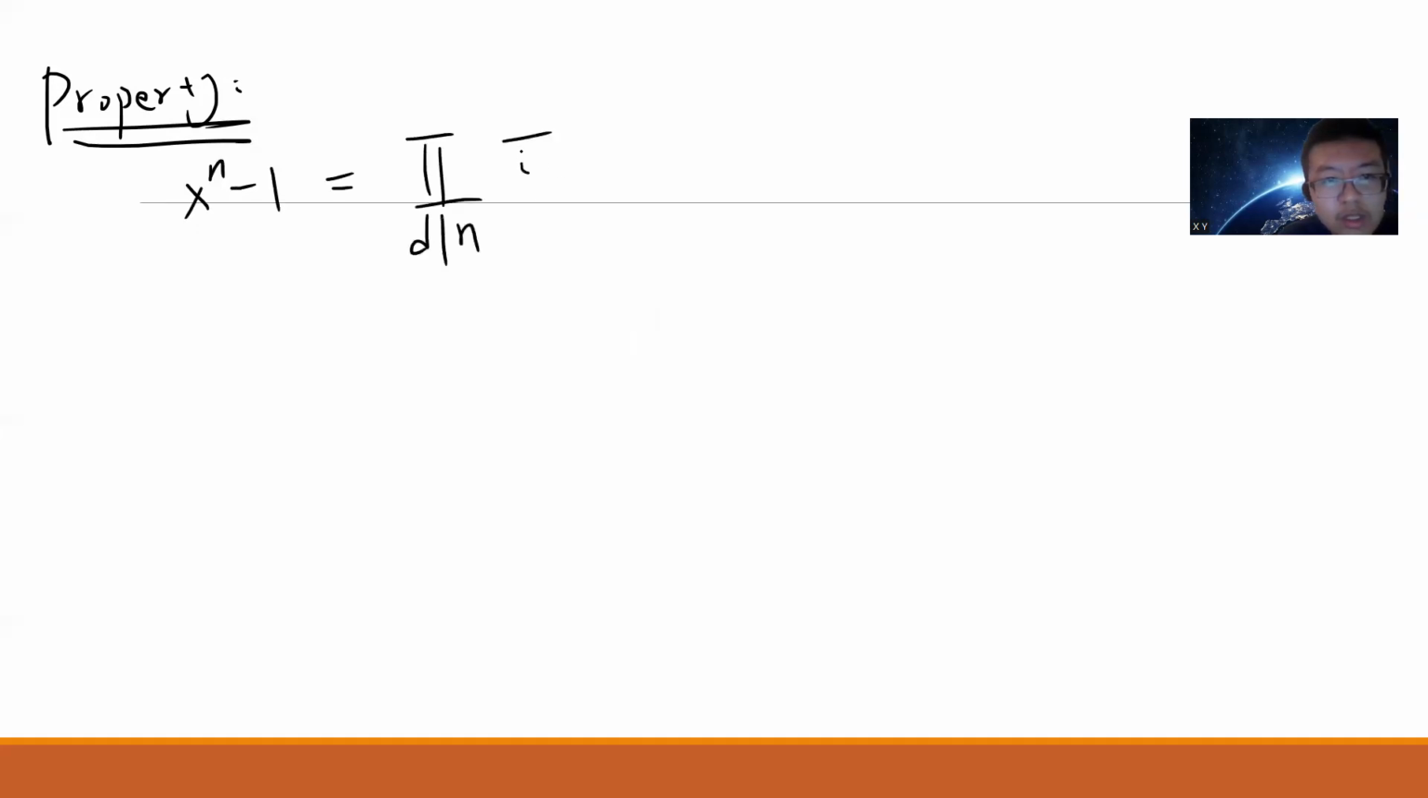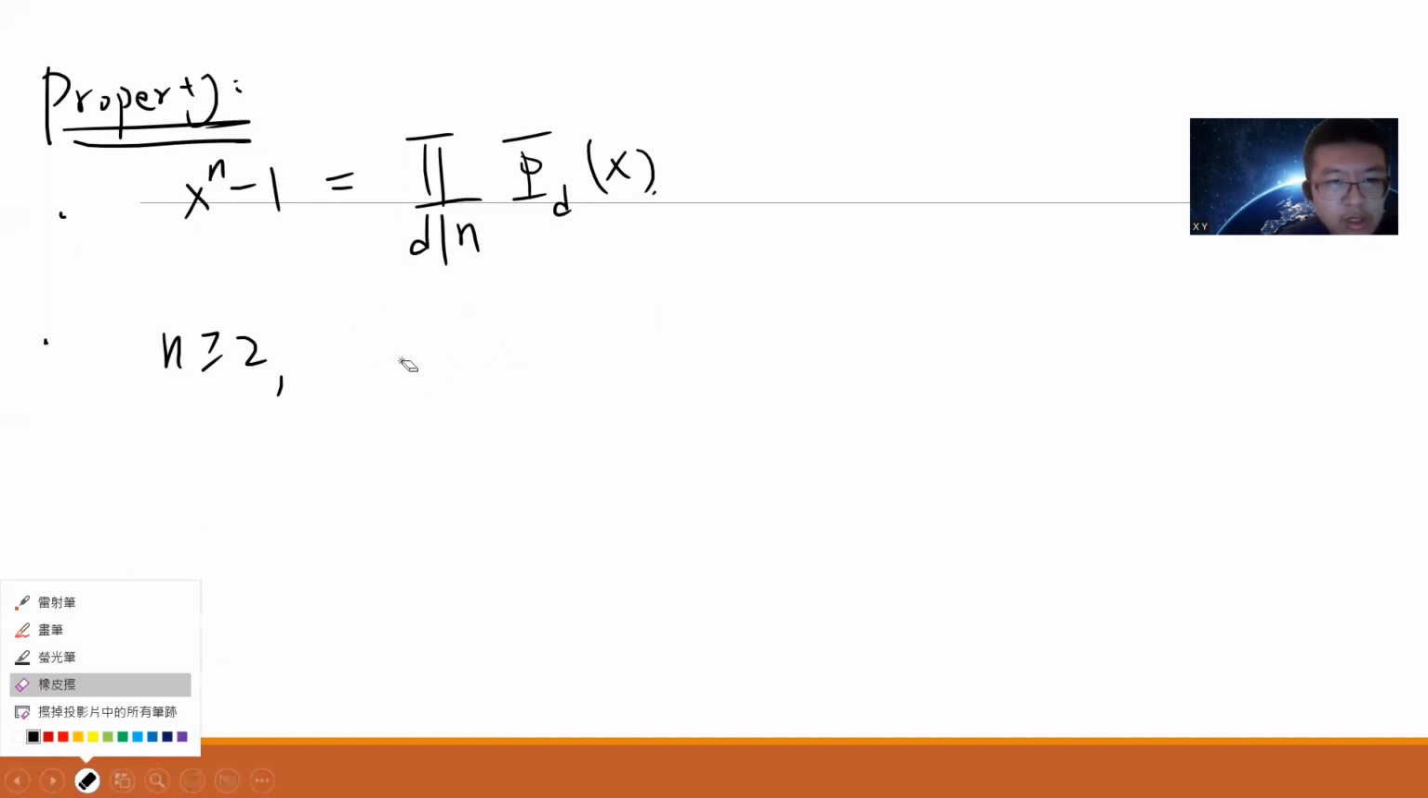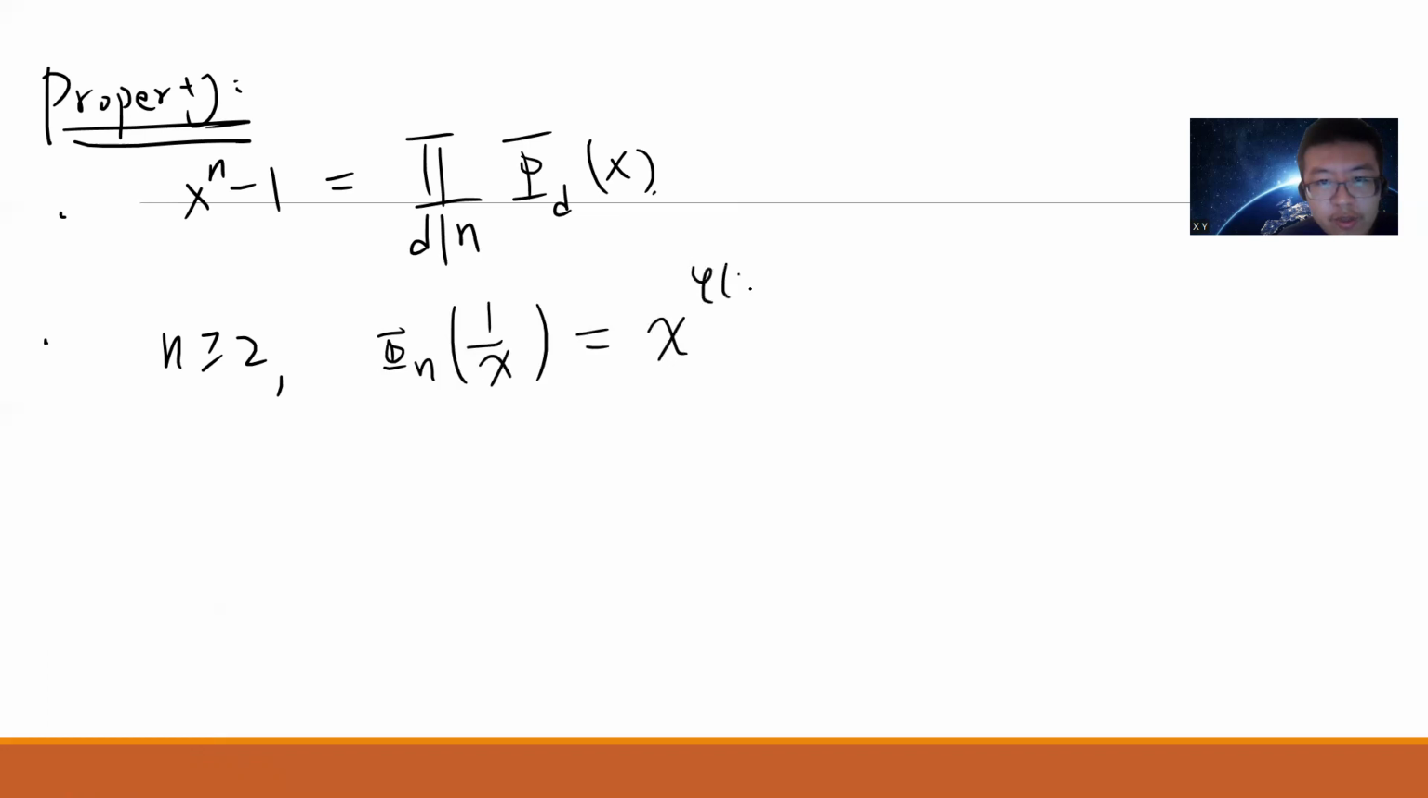Okay, so let's do something interesting. Properties. First, x to the n minus 1 is the product over d dividing n of phi d of x. The second one is that for n greater than or equal to 2, phi n of x is reciprocal. Basically it means that phi n of 1 over x equals x to the power phi(n) times phi n of x. Sorry for the same name.